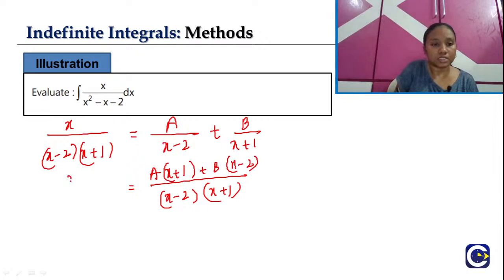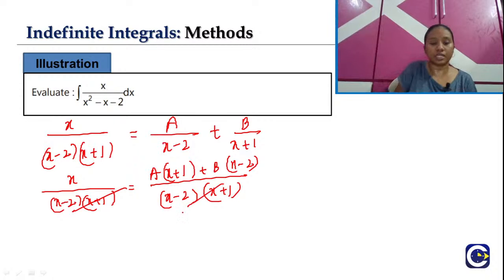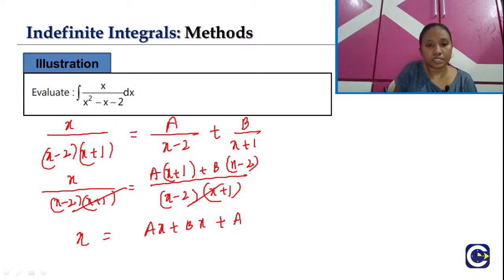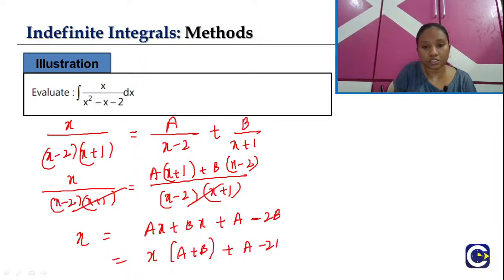And what about the other side? x by x minus 2 into x plus 1. Both denominators are the same, so they will get cancelled. And what about the remaining things? Ax plus Bx plus A minus 2B. Here we take x common, it will be A plus B, and the remaining will be A minus 2B.